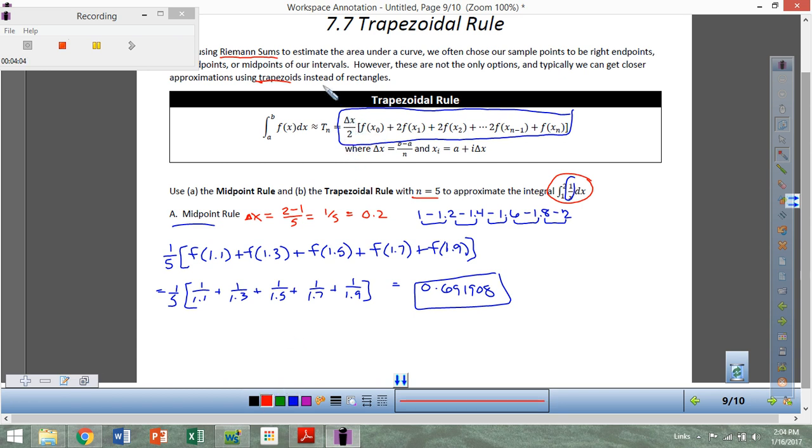First thing is, the important part of this is, notice how out front this is just delta x, right? Delta x was 1/5 with midpoints. With the trapezoidal rule, it's delta x divided by 2. So I'm going to have to make sure I divide that by 2. Secondly, my 2 endpoints, I only use those once, and every other point I'm going to use twice. I've got 2 in front of all of those. Okay, so keep all that in mind as I work through this.